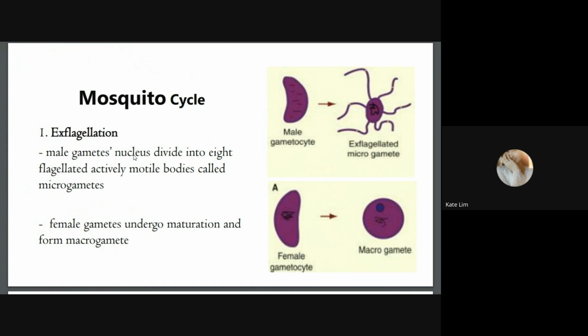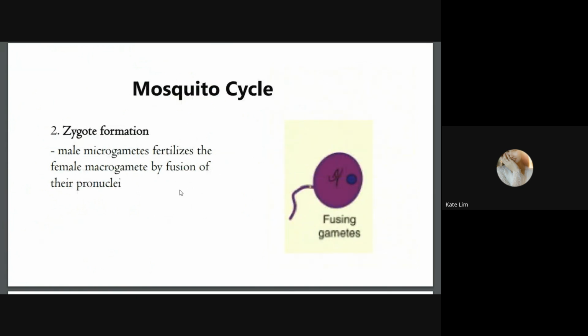So they would undergo a process wherein their nucleus divides, and this division results in the formation of multiple smaller flagellated bodies called microgametes. So these are the microgametes right here. Okay, and they will be needing these microgametes for the formation of zygote.